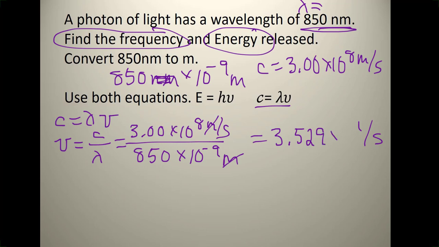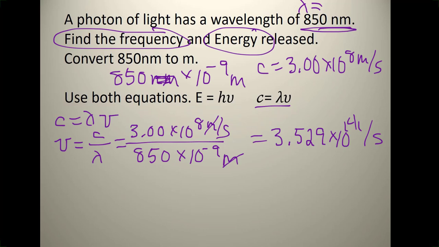3.529, I'm going to carry an extra sig fig, times 10 to the, let's see, 3, 6, 9, 12, 13, 14. To the 14th. So that's a very, very large number. That's the frequency. So how many wavelengths are going by per second? That's a lot. Okay.